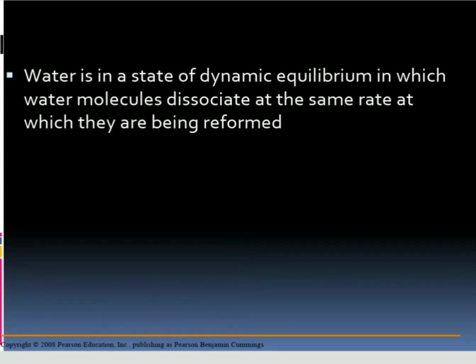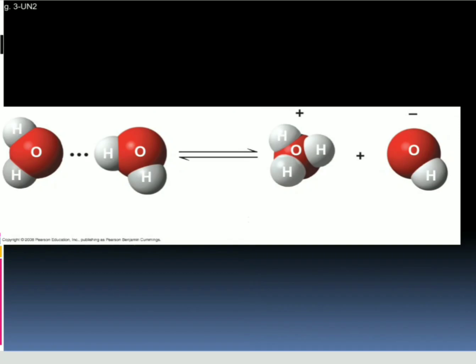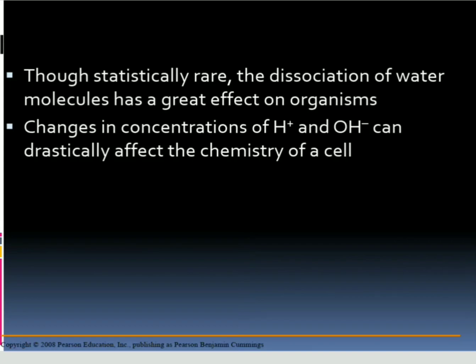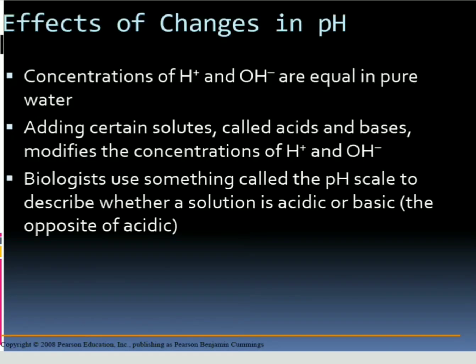Water is in a state of dynamic equilibrium in which water molecules dissociate at the same rate as they are formed. Statistically rare, the dissociation of water molecules has a great effect on the organism. Changes in the concentration of H plus and OH can drastically affect the chemistry of a cell. These changes will alter the structure, affinity and chemistry of the cell.